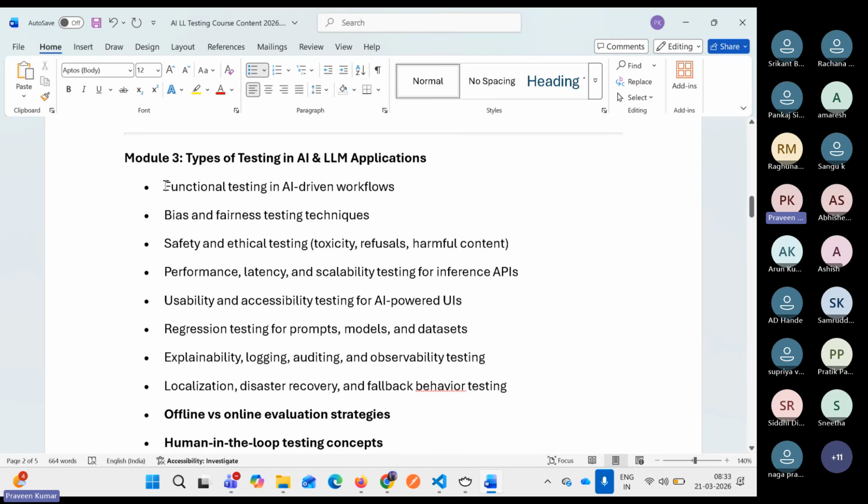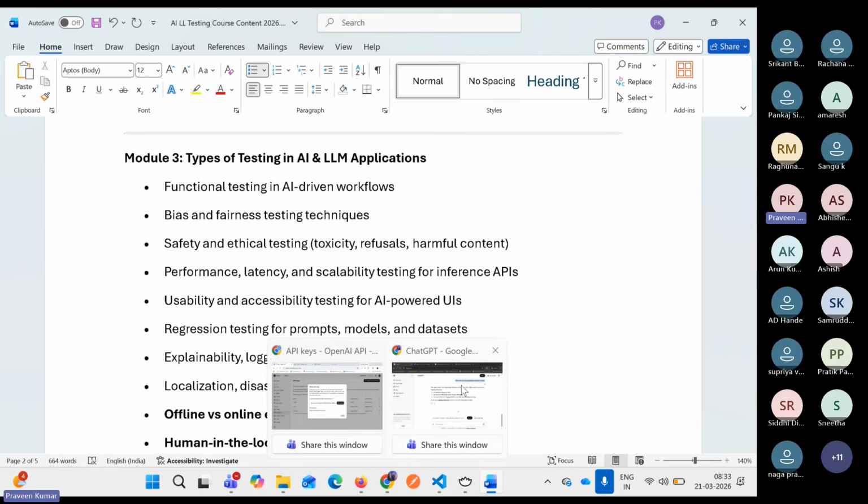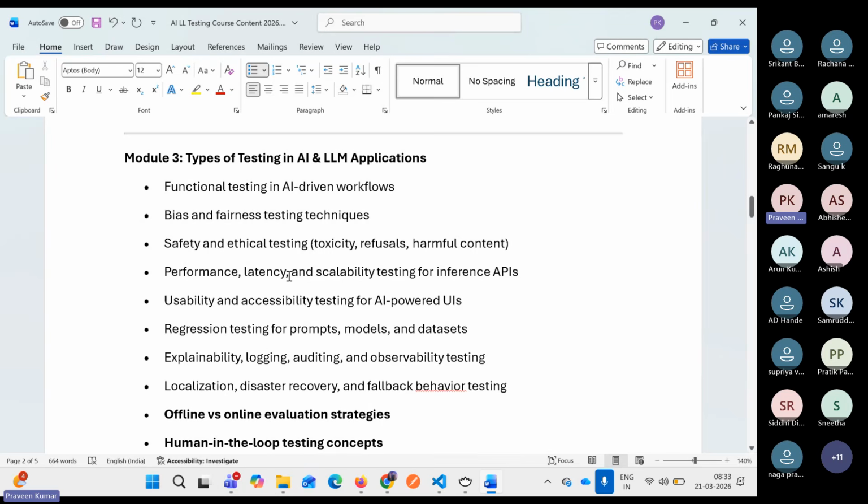What are the different types of testing that you can do for the LLM? AI becomes your application, which you see as ChatGPT, and the LLM is the large language model. So first you can do functional testing. There are different types of functionality testing that you can perform, which is bias. Bias means it should not favor anyone depending on race, gender, condition, and so on. Safety and ethical testing, like toxicity, refusal, harmful content, it should not generate.